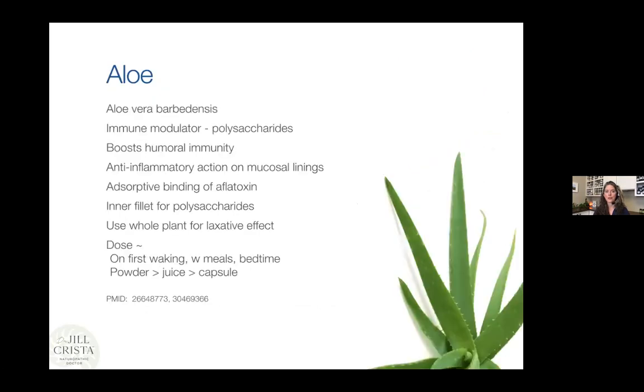So I just wanted to show you that one. This is how I use it. I use it as a juice. If you have constipation problems, you use the whole leaf because it's the outer part of the leaf that has a laxative effect. If you have too frequent of bowels, then avoid the outer leaf. The other cool thing about aloe is it boosts the humoral immunity that mold mycotoxins deplete.